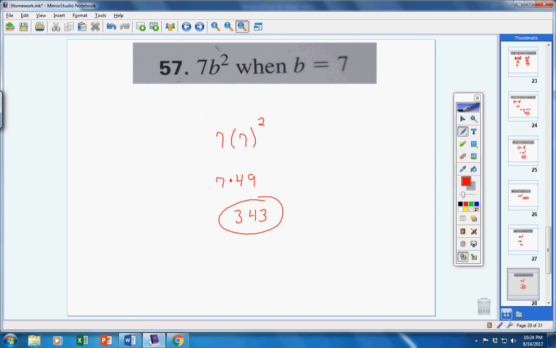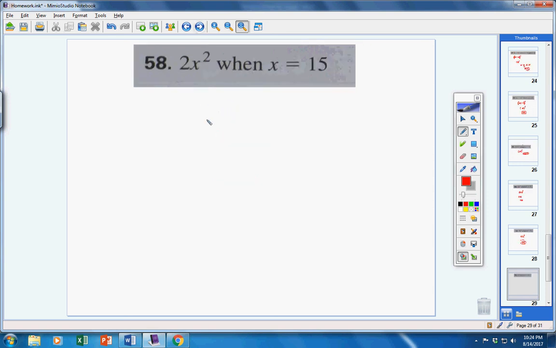Number 58. 2x squared. So 2, then parentheses for the x, 15, and then squared. Do not take 2 times 15 and put 30 and take 30 to the second power. That is incorrect. 15 to the second power first, which you're welcome to use a calculator. That's 225. So I have 2 times 225 because 15 times 15 is 225. And then 225 times 2 is 450. So there we go.